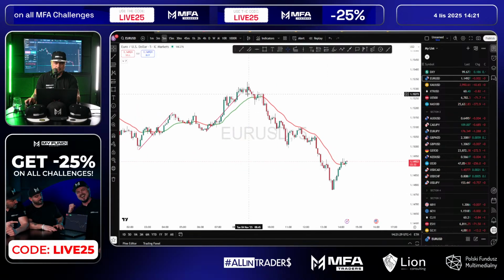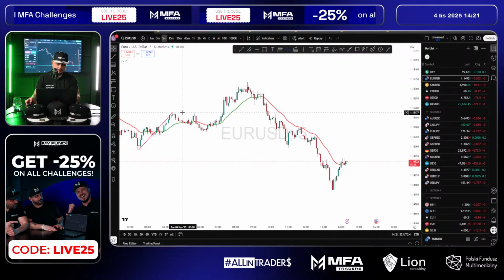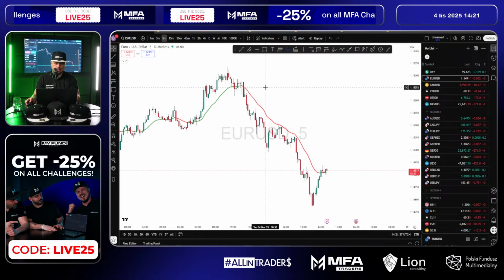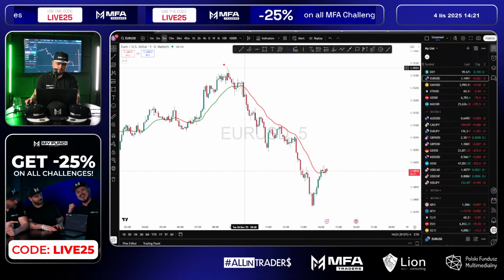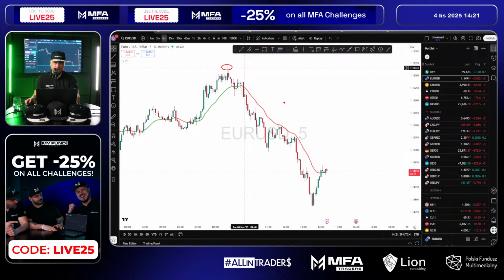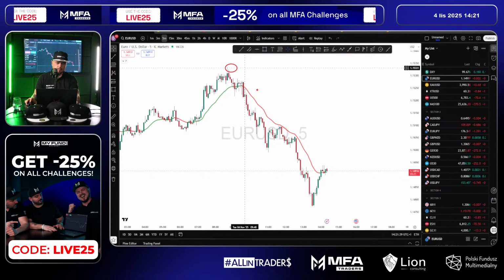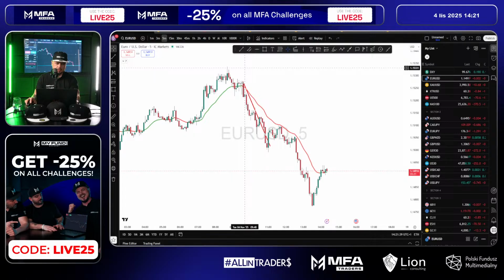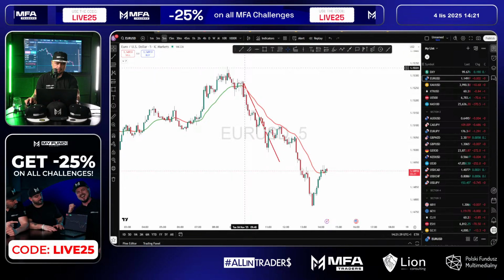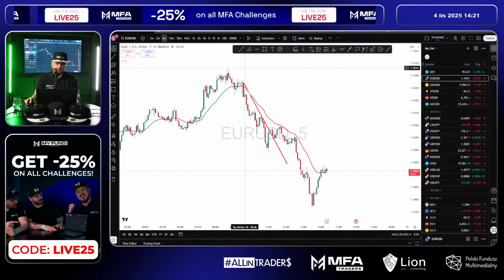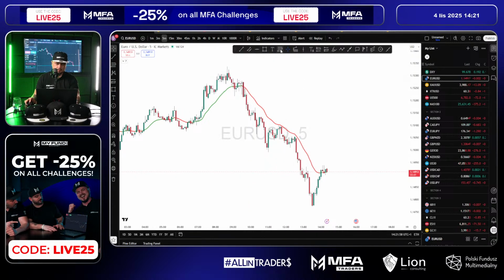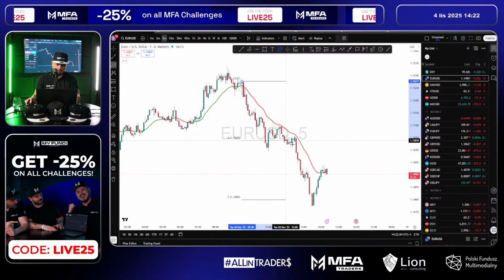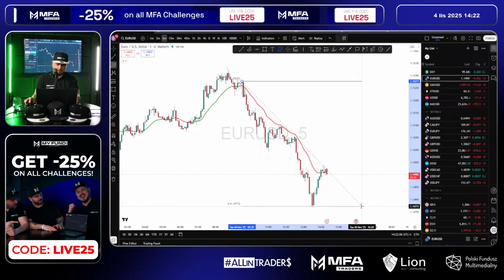Okay, so let's have a look. I'm gonna remove this because we don't need that. Okay, so where this impulse started, I'm not gonna measure impulse from here. Probably most of you would measure it from here, but we are looking for the impulse which clearly break through exponential moving average. Okay, so let's check this one over here. It started right here till the bottom.